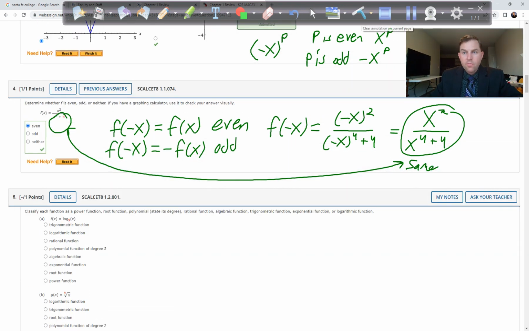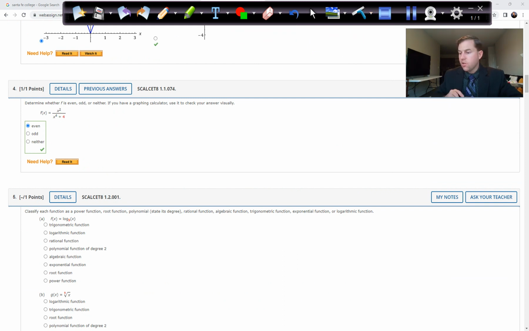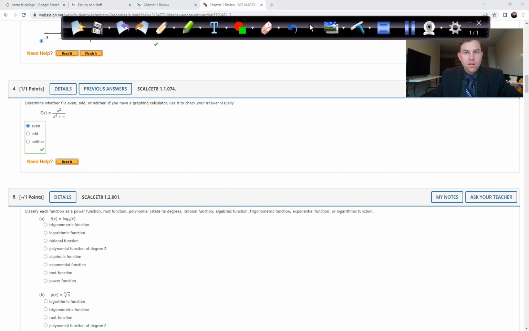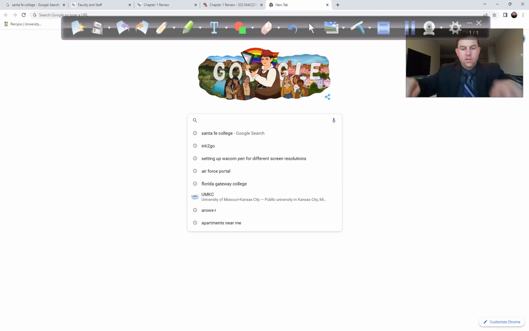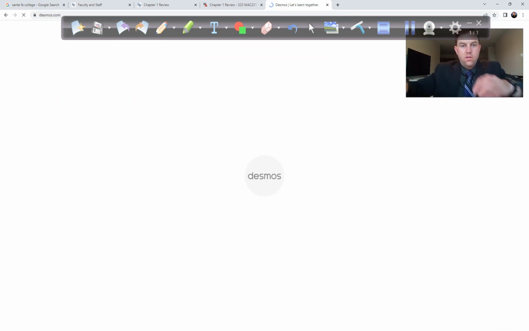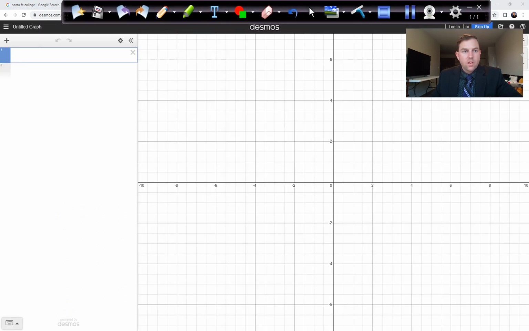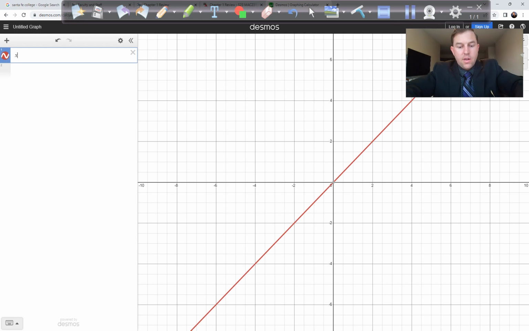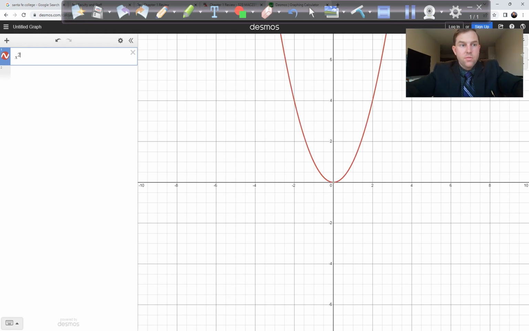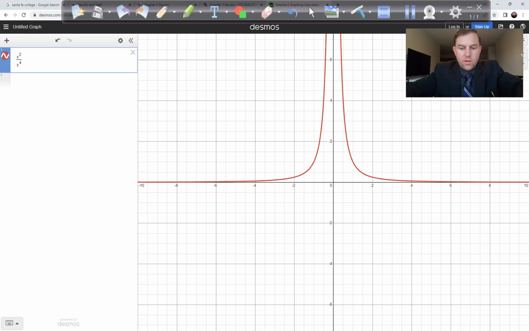Okay, now I am intending you to sometimes graph your work, and to do that, I'm going to recommend some free software called Desmos.com. So let's go to that. It's super easy to use. Graphing calculator. And so our function was x raised to the second divided by x raised to the fourth, and then it was plus 4.